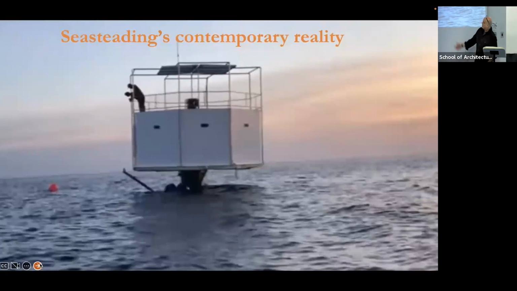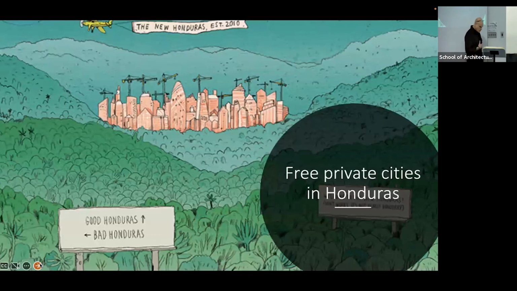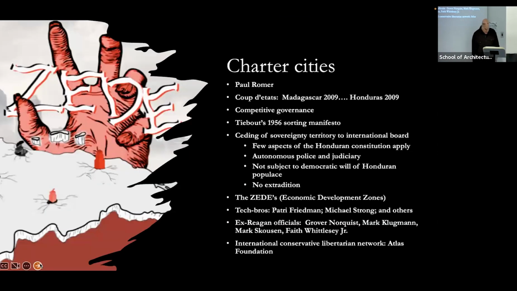This is seasteading's contemporary reality, not quite so glamorous as the last picture that you saw. Free private cities in Honduras is the other contemporary project I want to talk about, and then I'm going to shift gears. Let me just move over here. So, free private cities in Honduras, this is ongoing. It's had a bit of an interruption recently, but from 2010 up to 2021, it looked like a lot of these things were actually going to take off. This is clearly an image from someone who's opposed to charter cities, by the way. I'll talk about cities in a second.